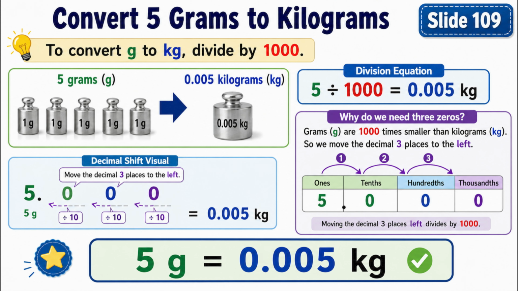Convert 5 grams to kilograms. To convert grams into kilograms, divide by 1,000. 5 grams means 5 over 1,000 kilograms. 5 over 1,000 is 0.005. So 5 grams equals 0.005 kilogram.